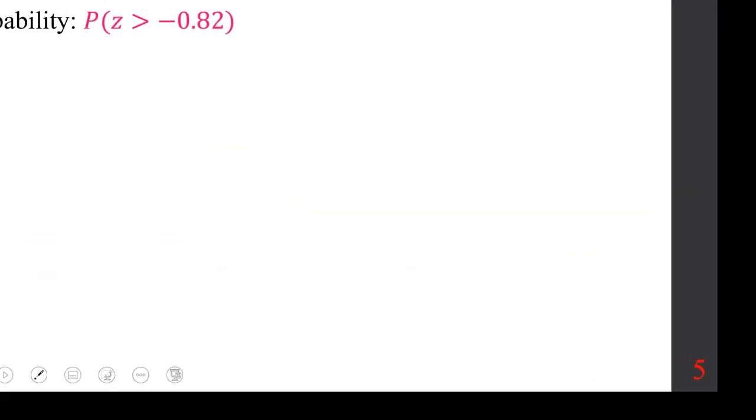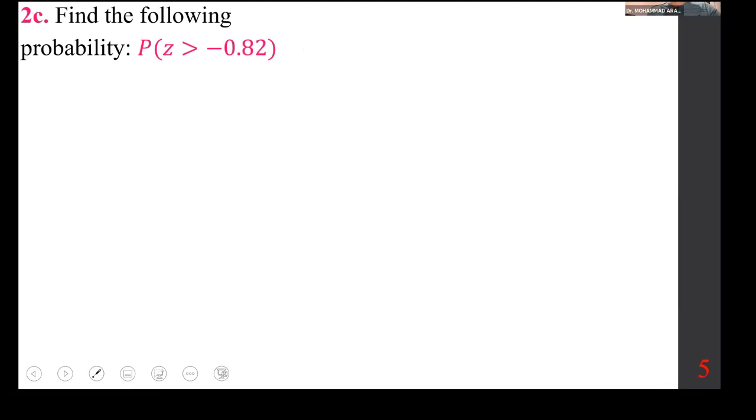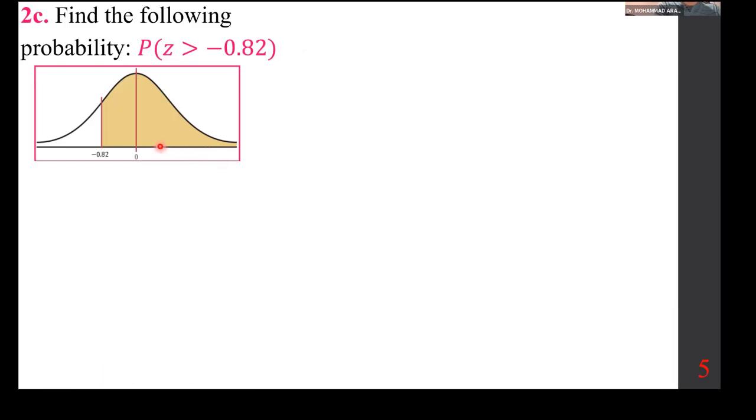Find the following probability. Probability of z larger than negative 0.82. Again, graphing is extremely important because at the very least, we know the answer must be larger than 0.5, because on each side, the area covered is 0.5, giving us the total area of 1.